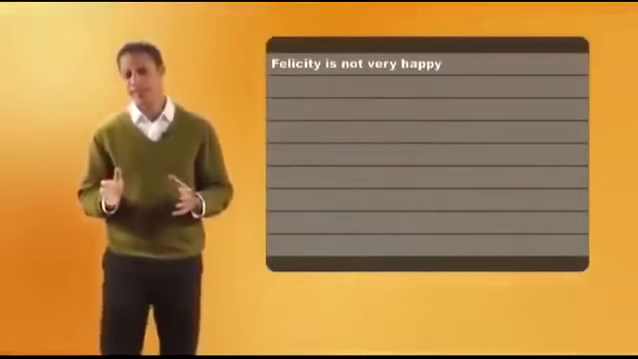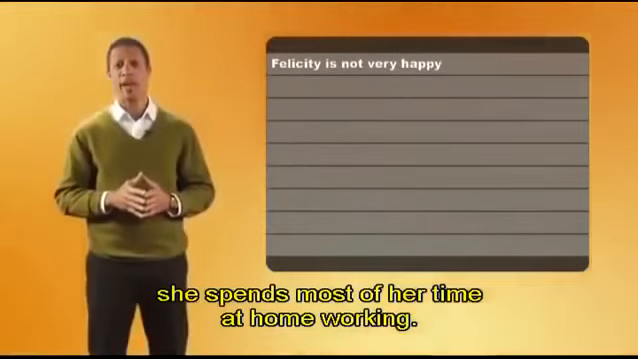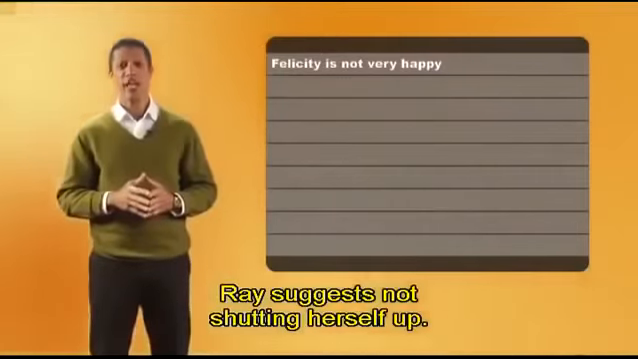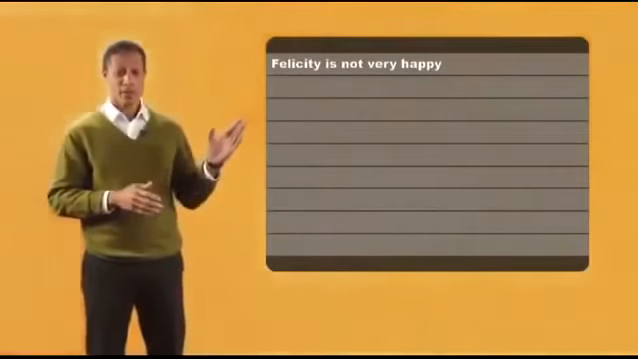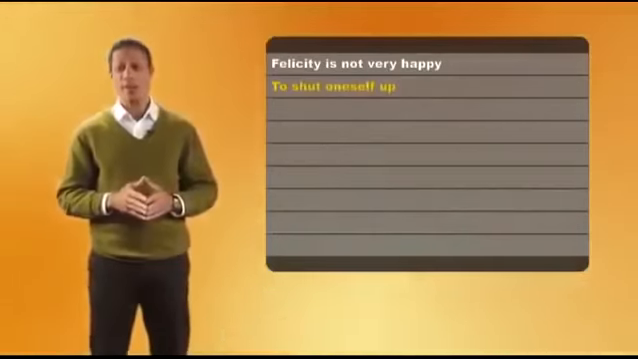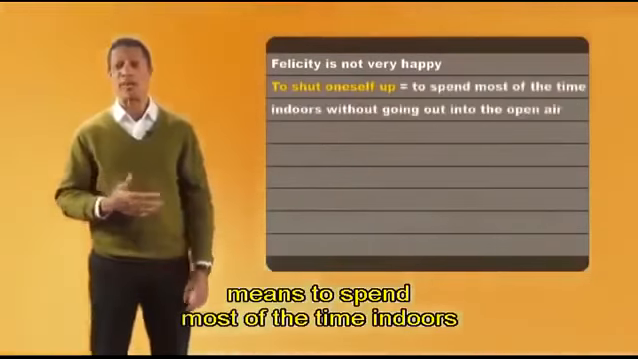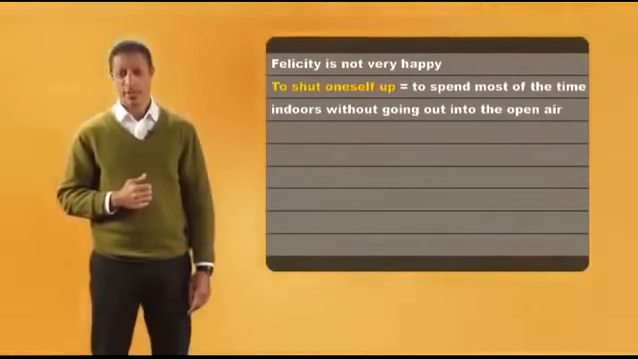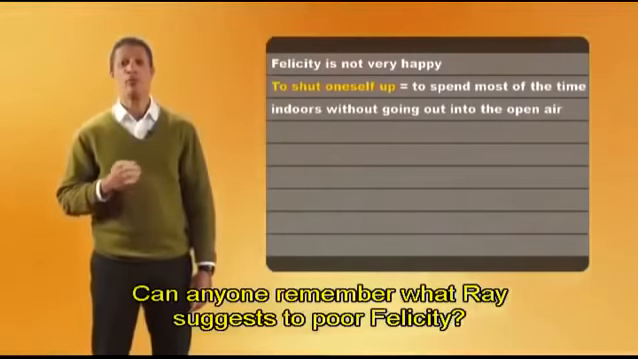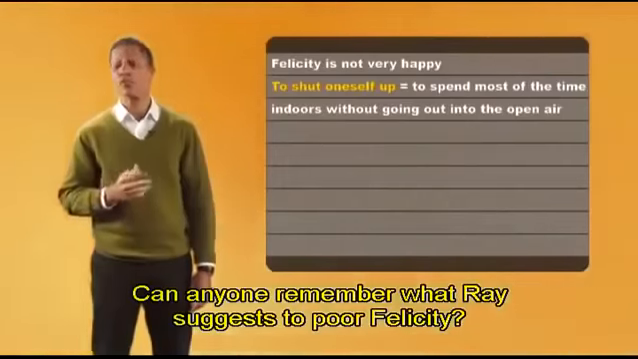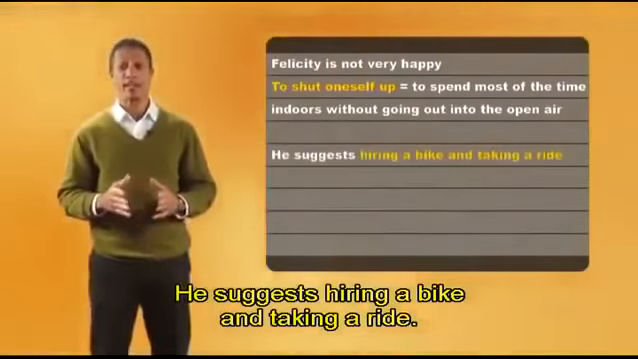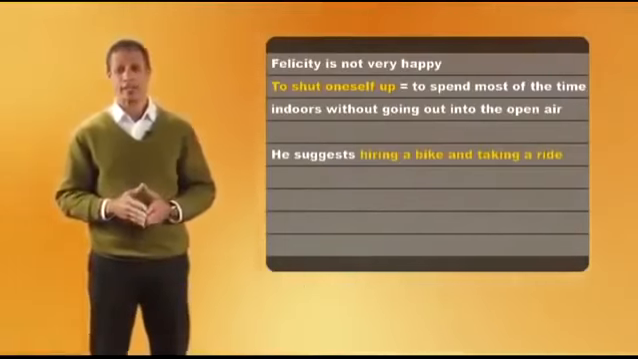Felicity is not very happy. She spends most of her time at home working. Ray suggests not shutting herself up. To shut oneself up means to spend most of the time indoors, without going out into the open air. Can anyone remember what Ray suggests to poor Felicity? He suggests hiring a bike and taking a ride.